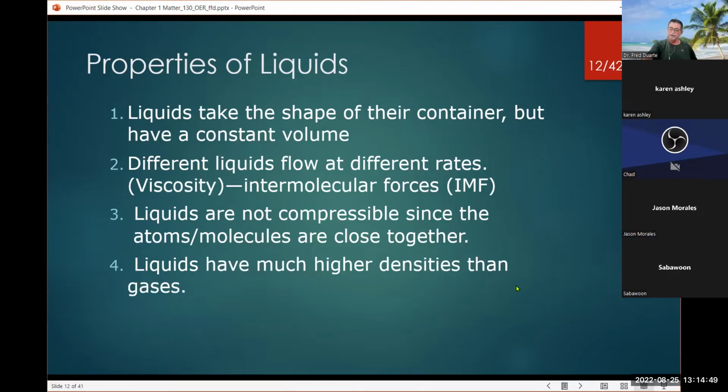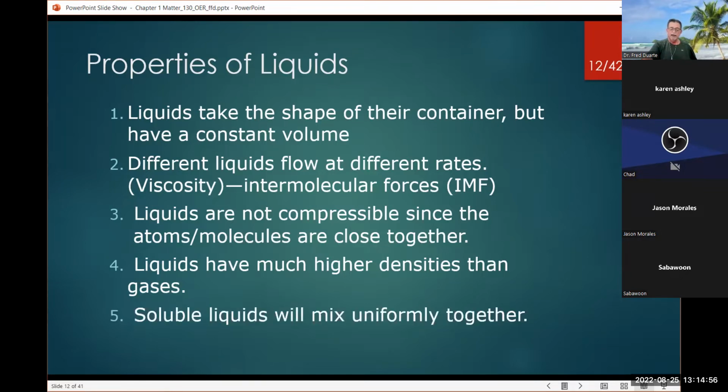With respect to density, they tend to have higher densities than gases, okay? And here's the thing to know: if the liquids are soluble in each other, they will mix uniformly. If they're not soluble with each other, they will not mix, okay?